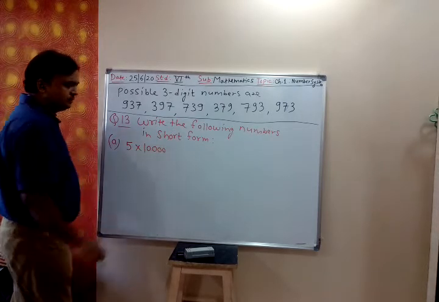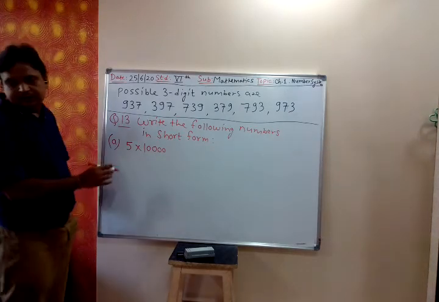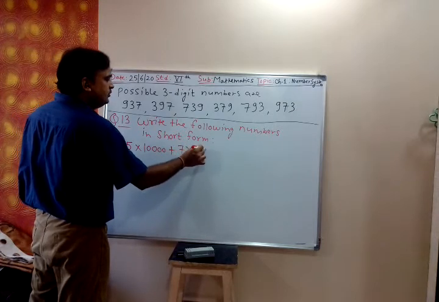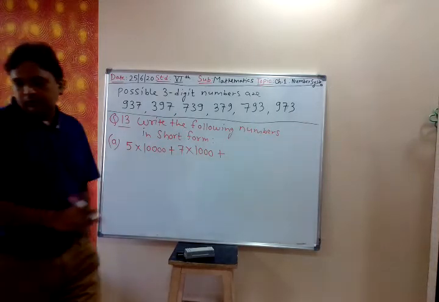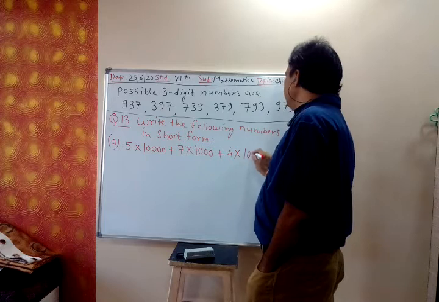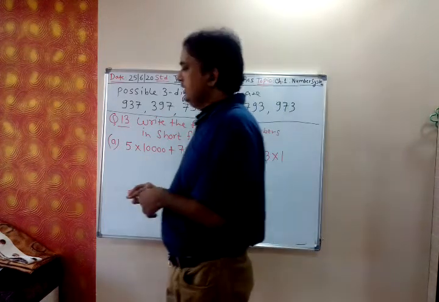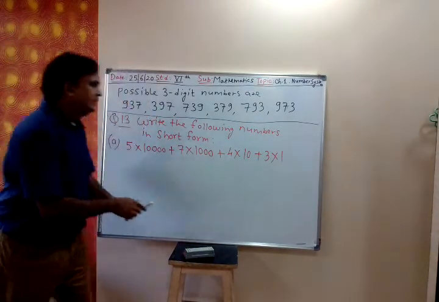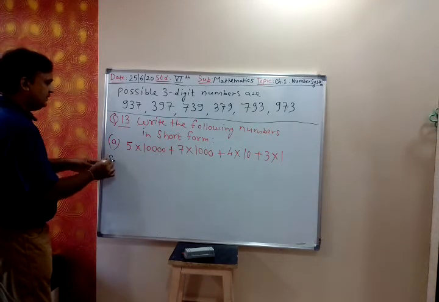5 into 10,000 plus 7 into 1000 plus 4 into 10 plus 3 into 1. We have to write the number in short form. Short form is same as standard form.